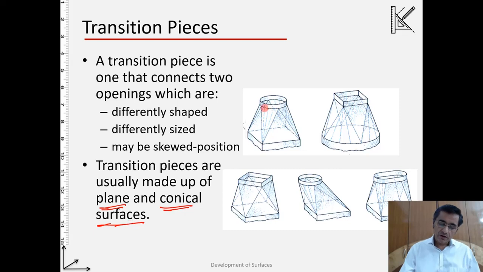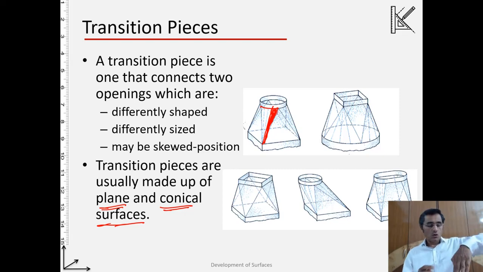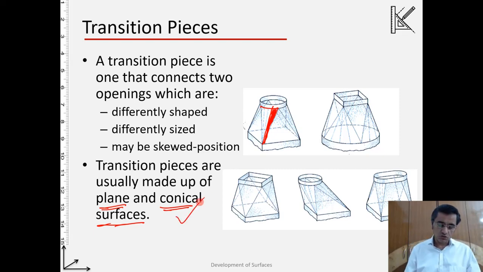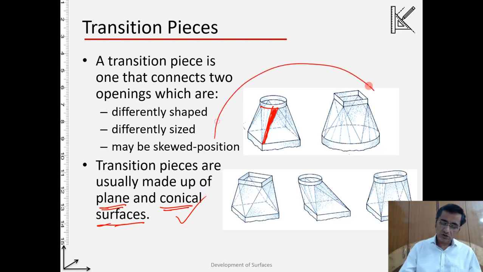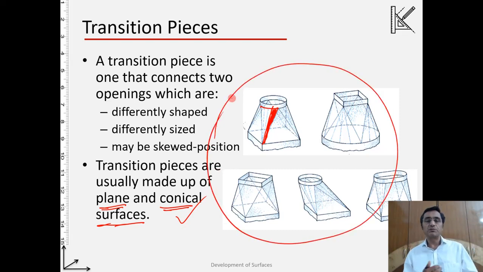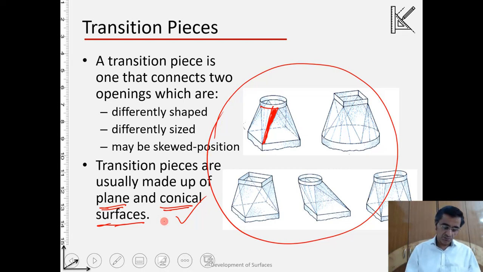So here a round is being connected to a point. So this particular piece here is a part of a cone. Okay, so on this there will be a curvature in one direction, while in the other direction it is straight. Okay, so these are the conical surfaces. So with the help of the plane and conical surfaces, all these transition pieces can be developed, can be manufactured.